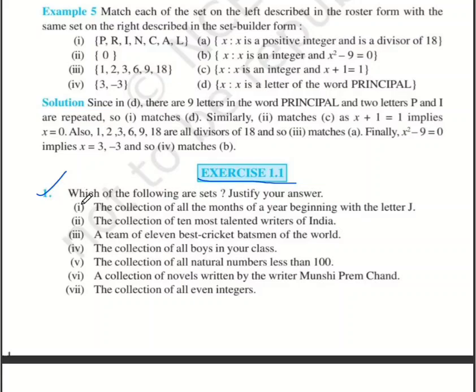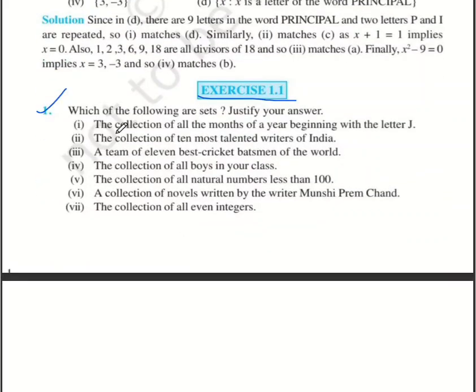This is question number one. It says: which of the following are sets? Justify your answer. Part one: the collection of all the months of a year beginning with the letter J. So try to solve this question. What it says is the collection of all months of a year beginning with the letter J.